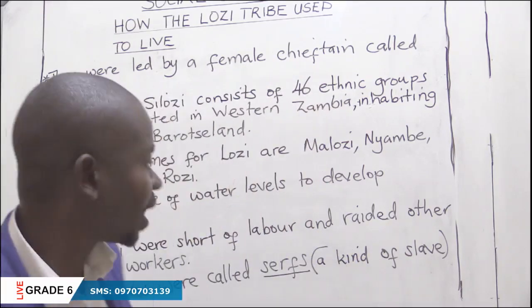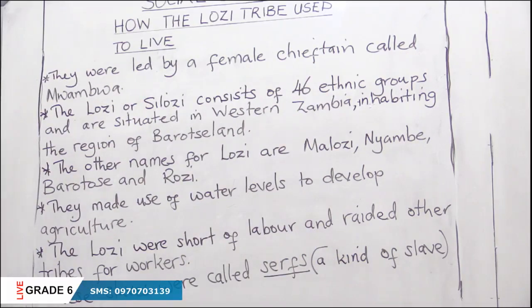So let's go back to our lesson for today, boys and girls. I said they were led by a female chieftain called Mwambwa.